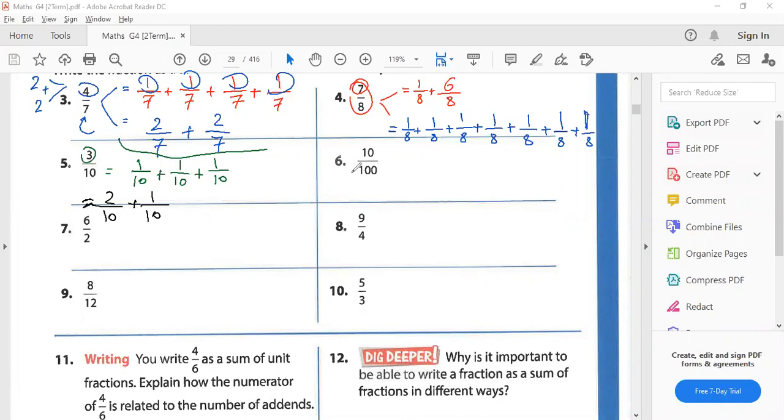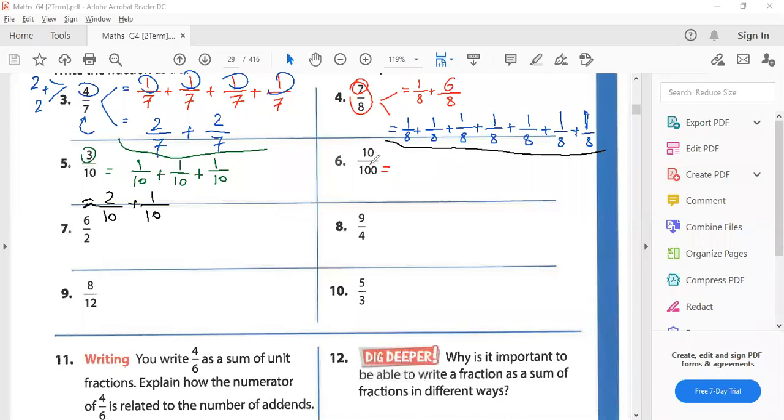Okay, now Uthman. Number 6. I need you to express this 10 over 100 in two different ways, but not to use unit fractions. Not to use 1 over 100, 1 over 100, 1 over 100. This will be too boring.